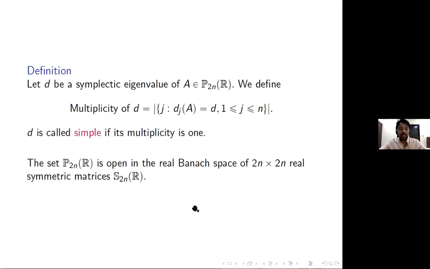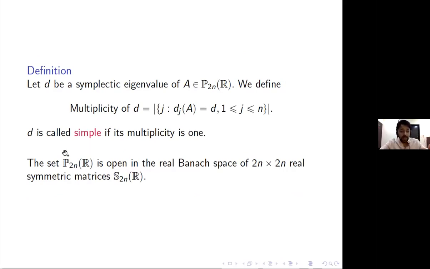However, it turns out that the symplectic eigenvalue maps are differentiable under a special condition. Before we go into that, here is a quick definition. Given a positive number d, which is a symplectic eigenvalue of A, we define its multiplicity to be the cardinality of this set. In other words, the multiplicity of d is the number of symplectic eigenvalues of A that are equal to d. We say that the symplectic eigenvalue d is simple if its multiplicity is 1, which means there is only one symplectic eigenvalue of A equal to d, and all the rest are different from d.